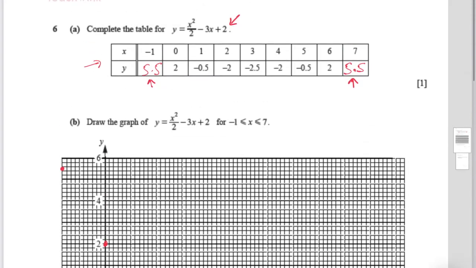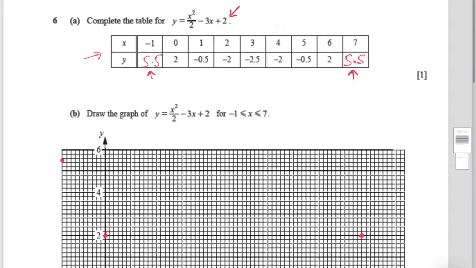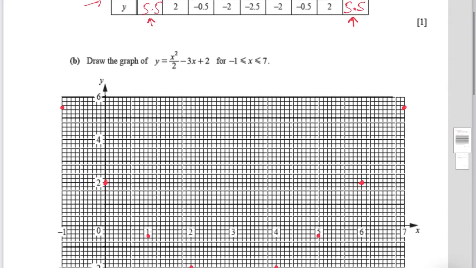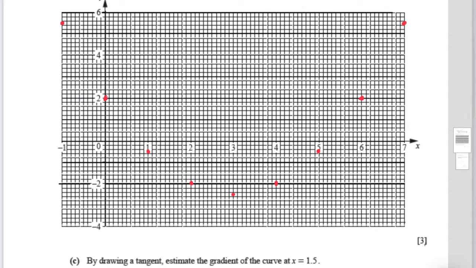Then it's 6 and 2. 6 and 2 is going to be over here. And the last value is 7 and 5.5, which is supposed to be over here. The part says draw the graph. So let's draw the graph. I'll try my best to draw a smooth curve.